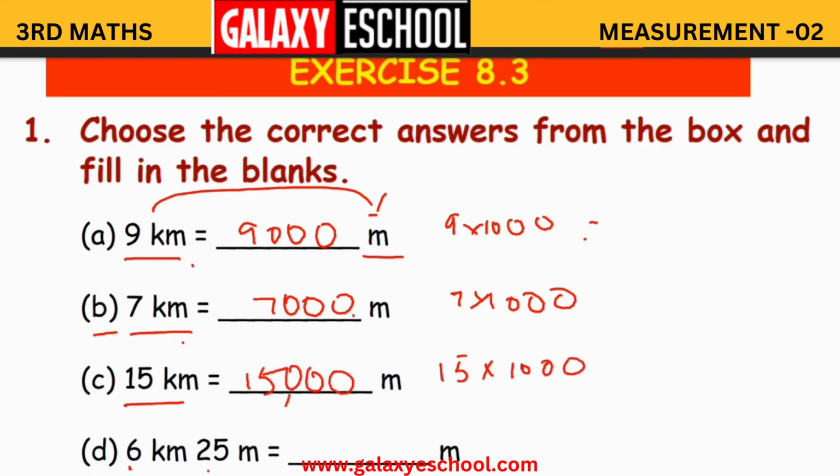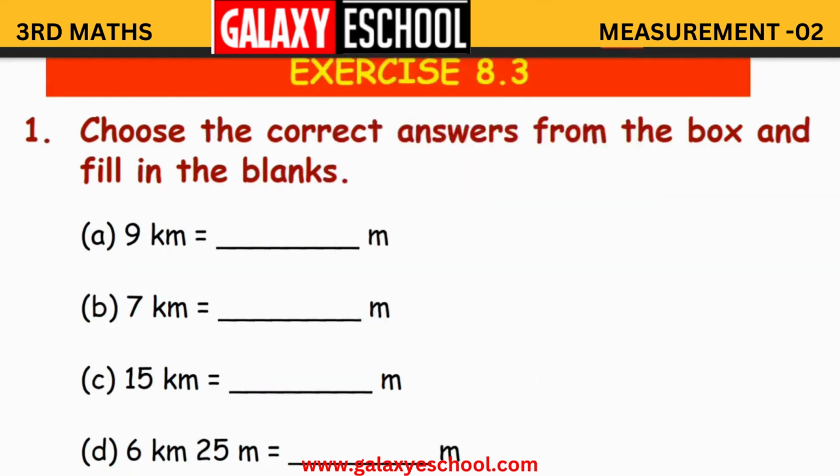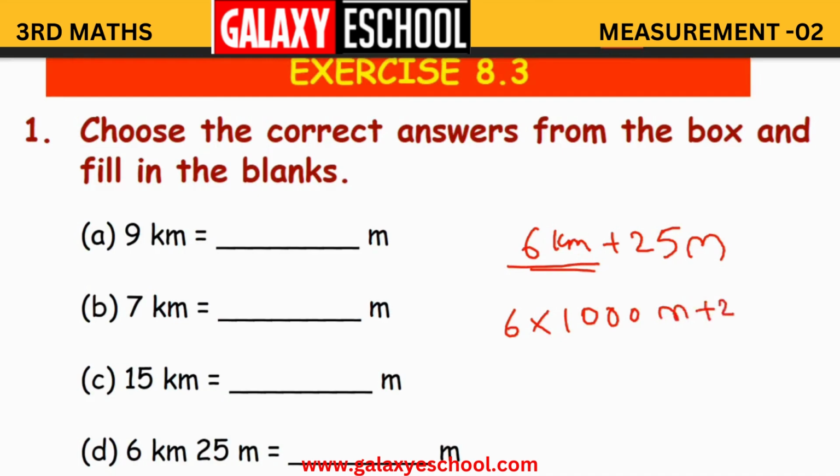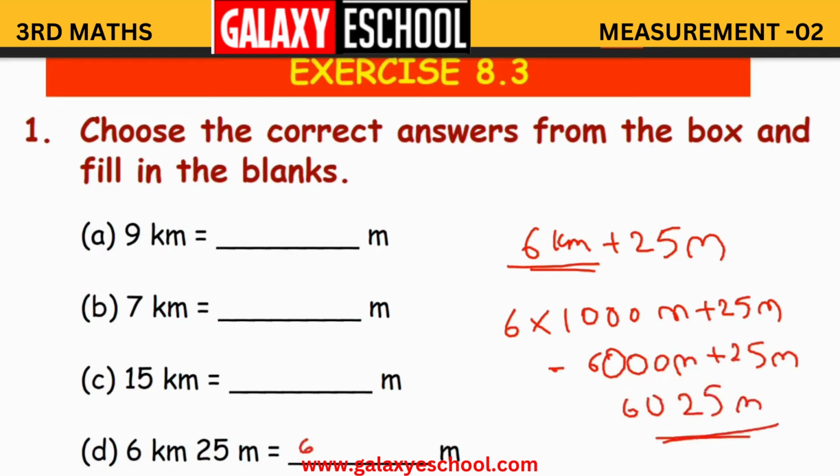We're coming to 6 kilometers and 25 meters. Now 6 kilometers plus 25 meters. This is what we have. Kilometers. So we have to multiply it by 1000. 6 into 1000 meters plus 25 meters. That is nothing but 6000 meters plus 25 meters. 6025 meters is our answer.